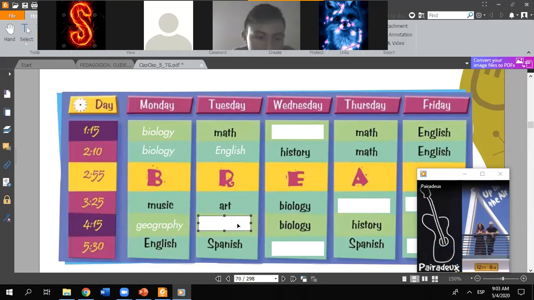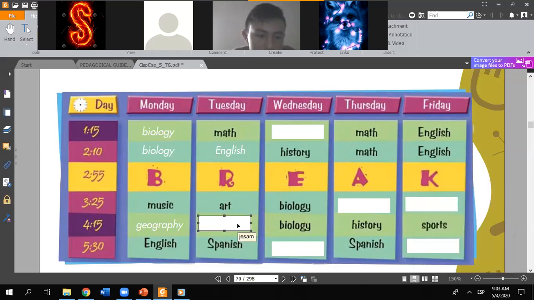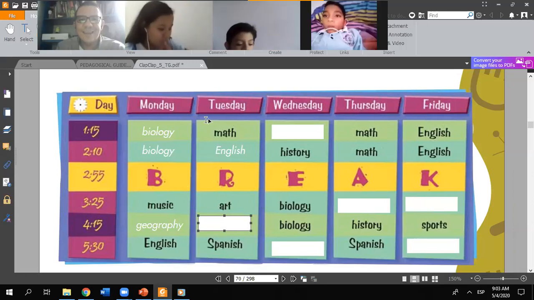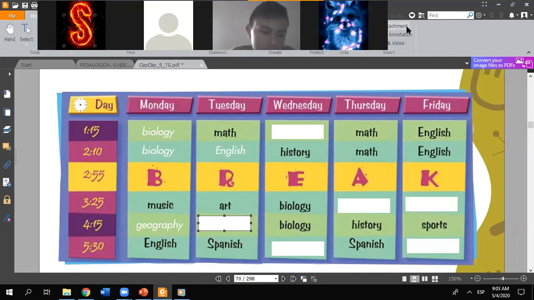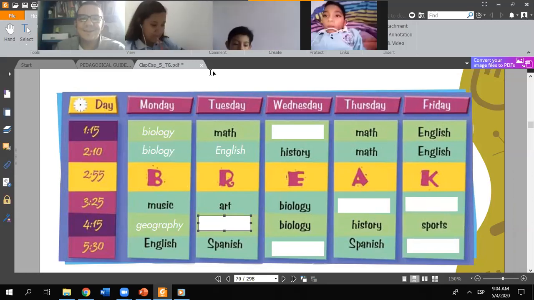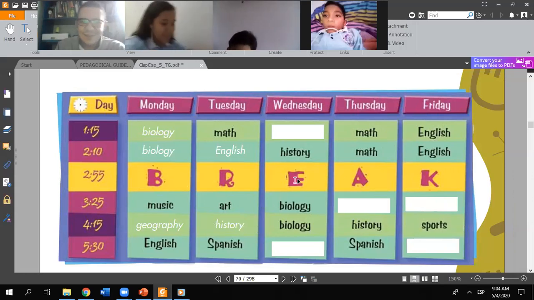What's the class? ¿Cuál es? Julieta, English. ¿Cuál es? No. Santiago, Enzo, Sarita, Ángel, Alejandro, Juan Pablo. Are you there? ¿Estamos por ahí o no? ¿Nada? History. That's right. History. Okay, keep going.